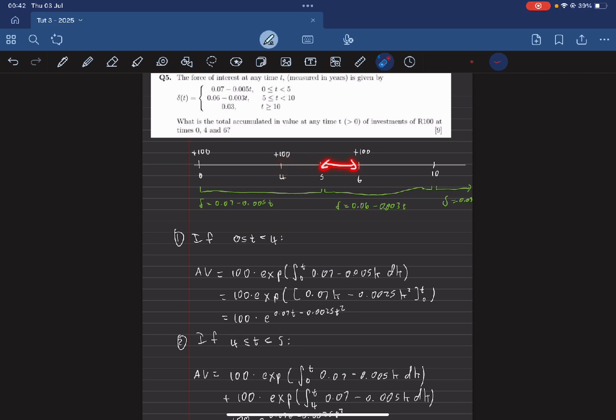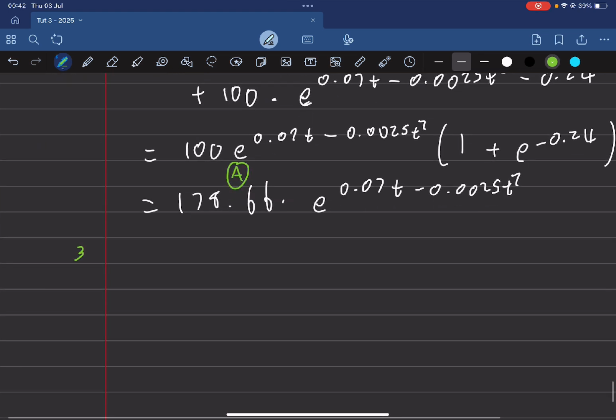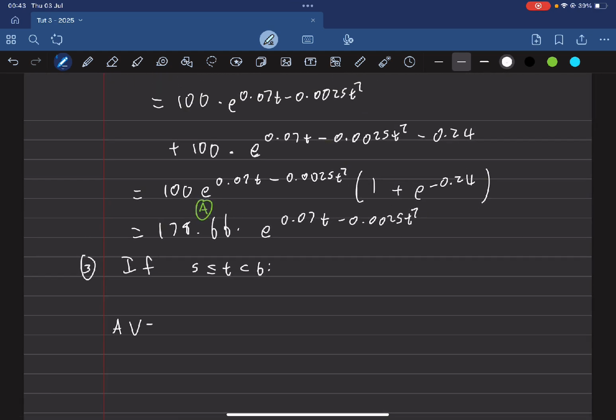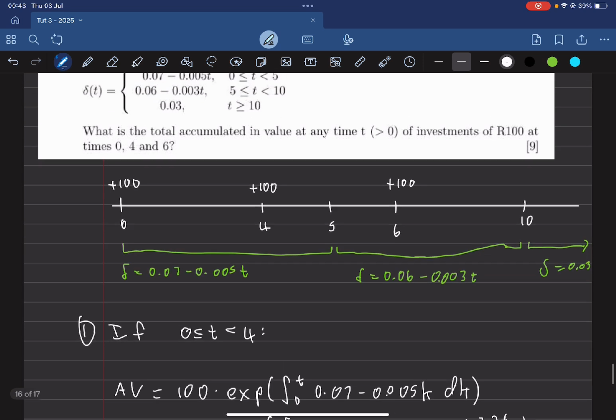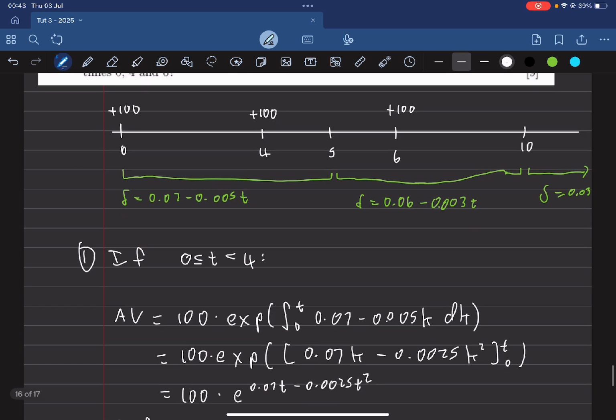Now we need to do this third interval from 5 to 6. So number 3. Let's do it in white. Number 3. If t is between 5 and 6. Okay. So we accumulated value. Okay, so we already know the accumulation up until here. So all we need to do is we basically need to sub in 5 into our previous one and then accumulate that to times 6. Okay, that's not too bad.